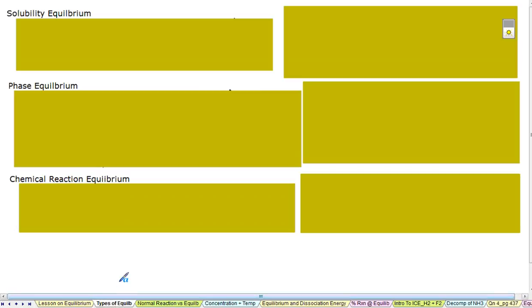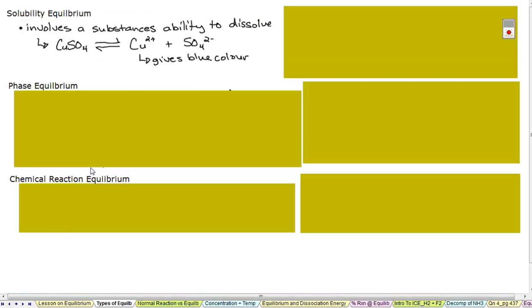Now we're just going to quickly take a look at the different types of equilibrium out there. We have solubility equilibrium, we have phase equilibrium, and we have chemical reaction equilibrium. We're just going to quickly take a look at what each of these are. In the case of solubility equilibrium, that involves a substance's ability to dissolve, sort of like our last activity where we saw carbon dioxide dissolved into water and then leaving. Say you take some copper sulfate crystals, you put them into water, you'll notice that you get a blue color in the water, and that blue color is coming from the copper ions.